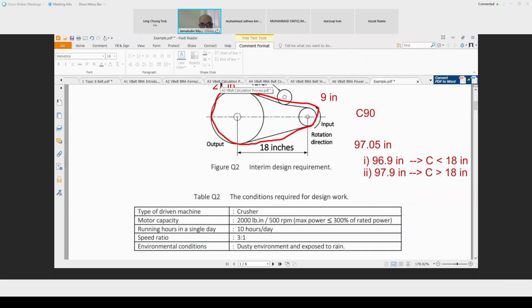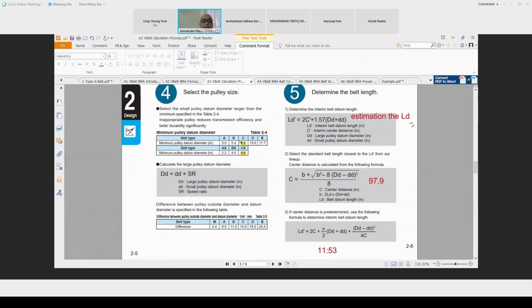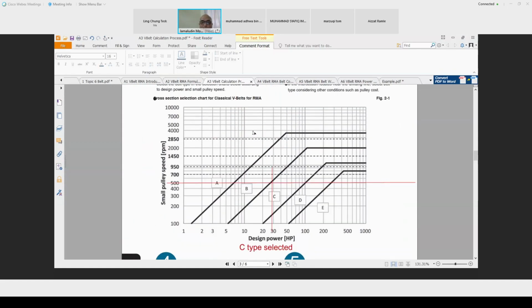In this example, I proceed with C. You can proceed with CX. You can proceed and see how different configurations work with CX, and you can check whether with CX the power per belt is normally going to be smaller. That means you need more belts. That is the choice; you have a lot of choices here.